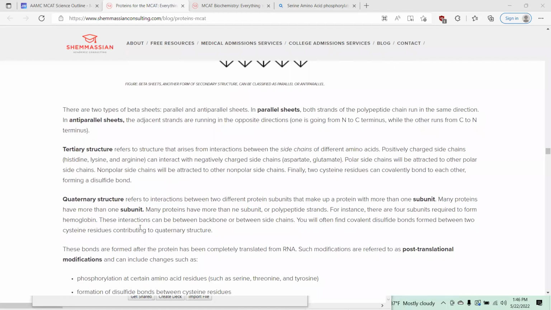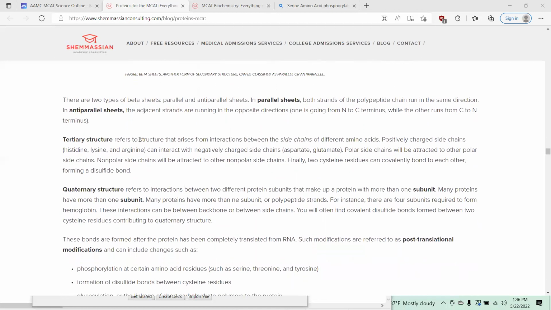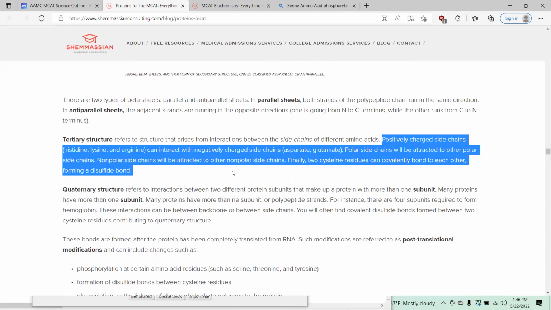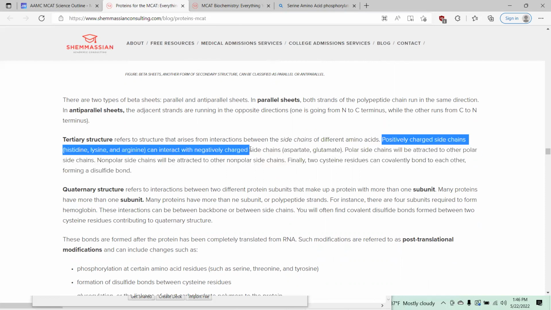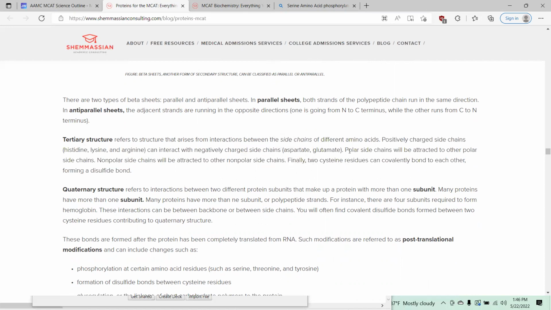Okay, then we shall move on to tertiary structure. Tertiary structure refers to structure that arises from interactions between the side chains, the R groups that we were talking about. So what can happen? Positively charged side chains can interact with negatively charged side chains, and then we get an ionic bond, right? And that's really strong.